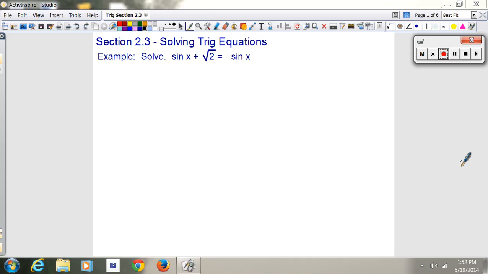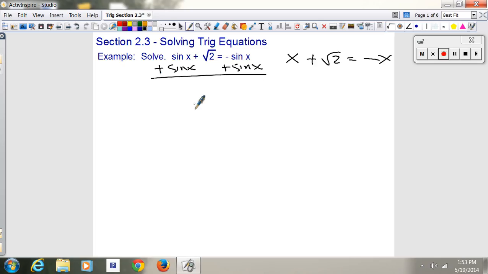So if you look at this first one, let's say I had sine x plus radical 2 equals negative sine x. What do you think our first step would be? We would want to combine the sines. How would I do that? I would add sine of x to both sides. So I'm going to do that here, and these will cancel out. You're going to get 2 sine of x plus radical 2 equals 0.